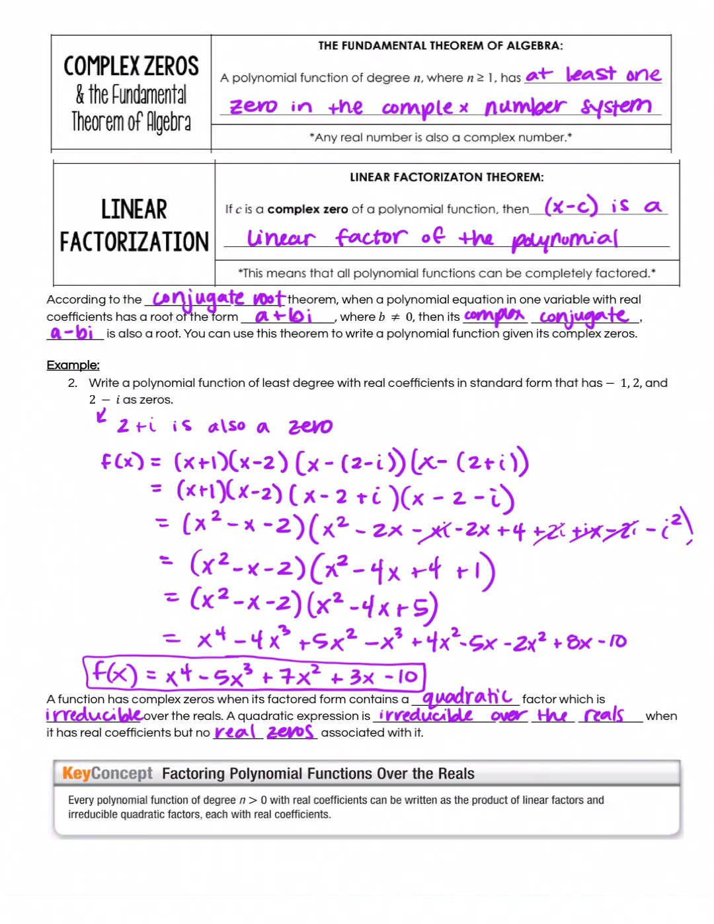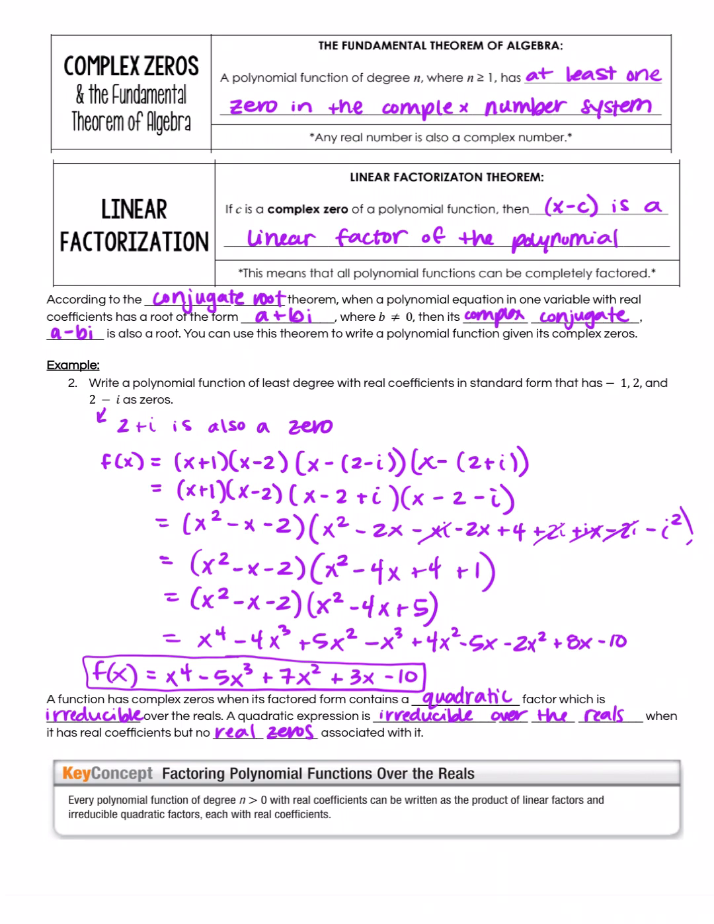If we're going to talk about finding zeros, we better talk about being able to find complex zeros. So recalling the fundamental theorem of algebra, a polynomial of degree n, where n is greater than or equal to 1, has at least one zero in the complex number system. Any real number is also a complex number, something to note.